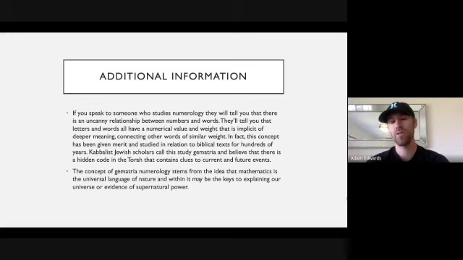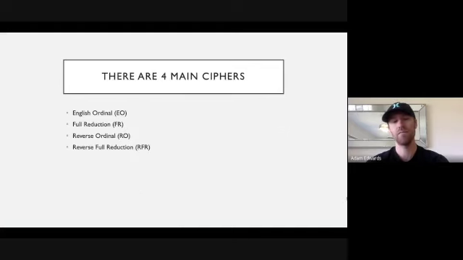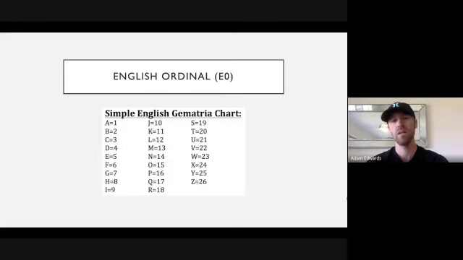So I'm going to put together a video now to show you how to use gematria and the gematrinator, which is the gematria calculator, how certain numbers are really important and how they're connected. I'm going to go through the 4 main ciphers, and I'm going to start that now. So there are 4 main ciphers: the English ordinal, the full reduction, the reverse ordinal, and the reverse full reduction. English ordinal. So here you will see a simple English gematria chart.